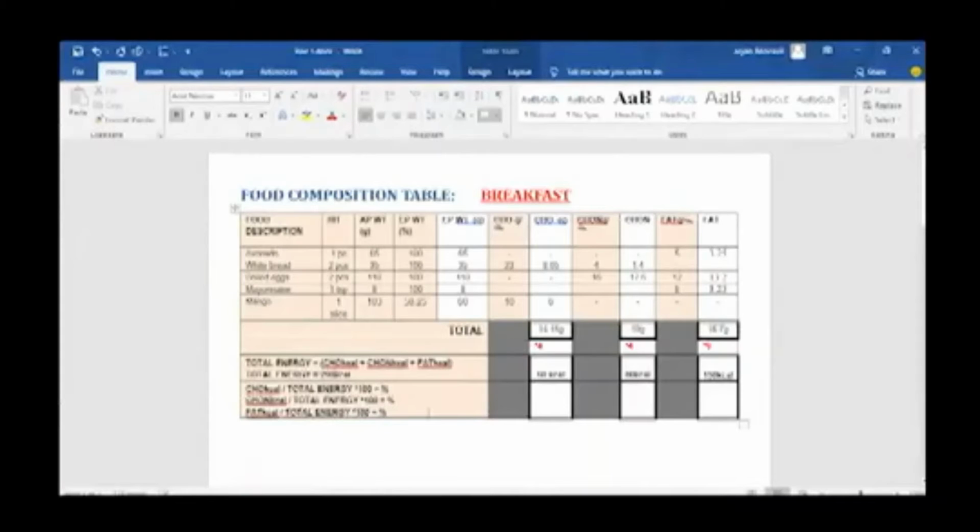So in order to find the percentages, we base it on this formula: carbohydrate kilocalories over the total energy times 100 is the percentage. So for carbohydrates, 60 divided by 290 times 100 is equal to 20%. Next, 80 kilocalories divided by 290 times 100 is equal to 30%. Then, 150 kilocalories divided by 290 times 100 is equal to 50%.